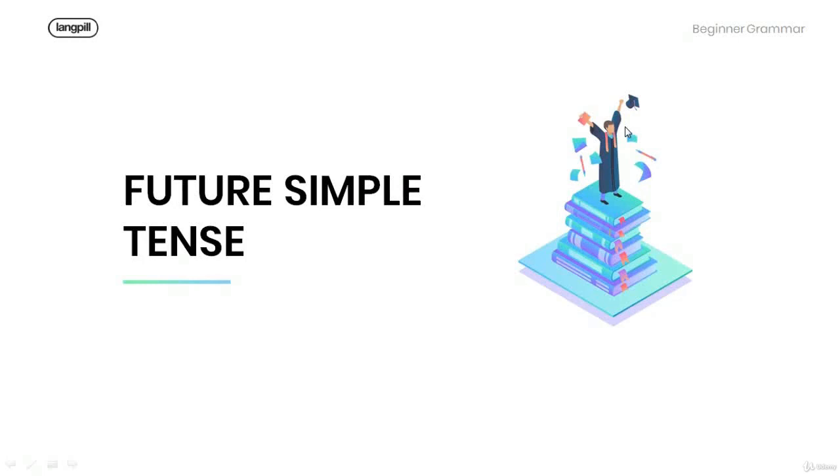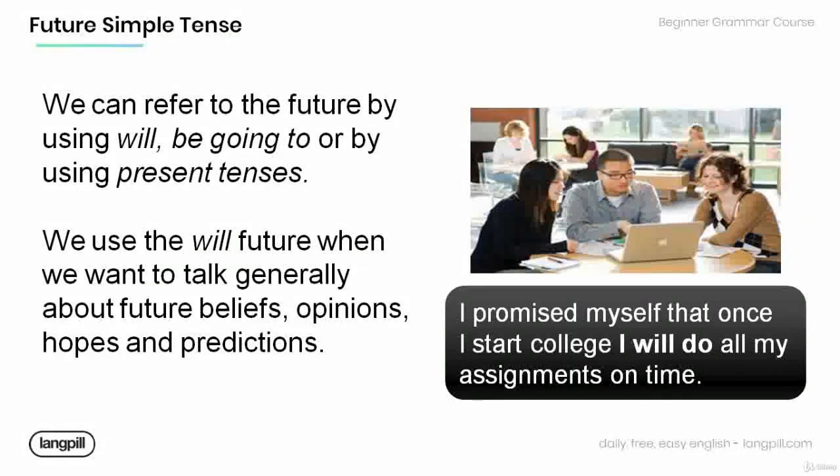Hello! Welcome to this tutorial. Today, we are going to talk about the future simple tense. Let's get started. We can refer to the future by using will, be going to, or by using present tenses.